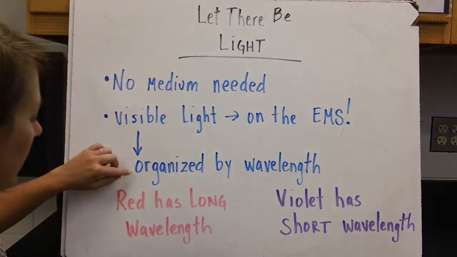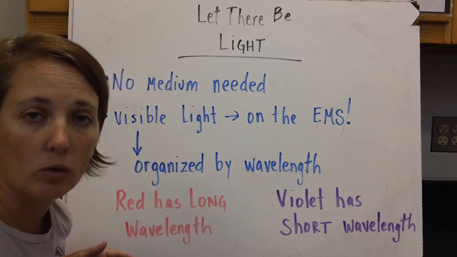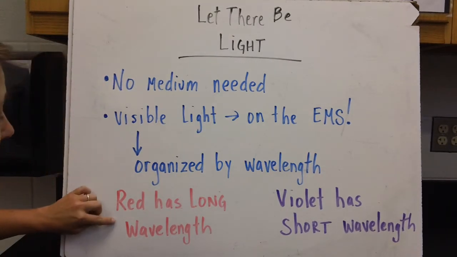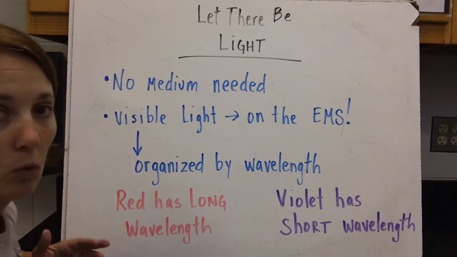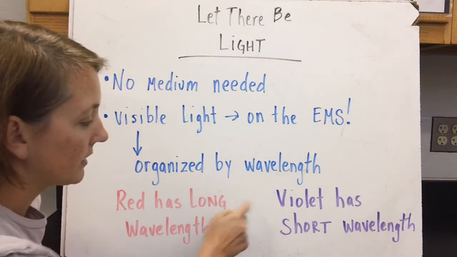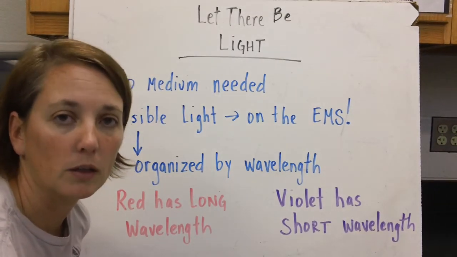Don't forget, the electromagnetic spectrum is organized by wavelength, long wavelength to short wavelength. Same is true for visible light. Red light waves have a long wavelength, which means the distance from crest to crest is big. Violet has short wavelengths, and the crest to crest distance becomes a lot smaller.